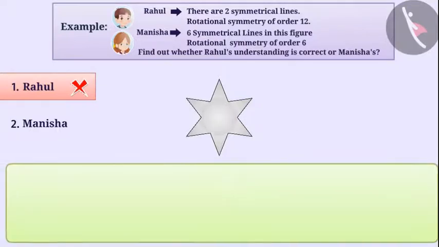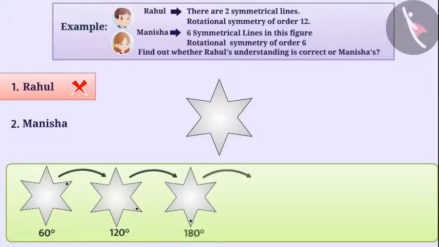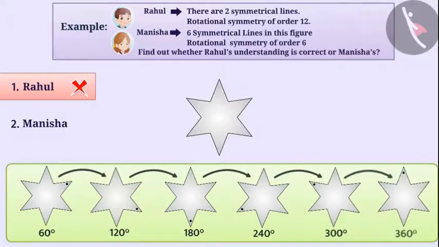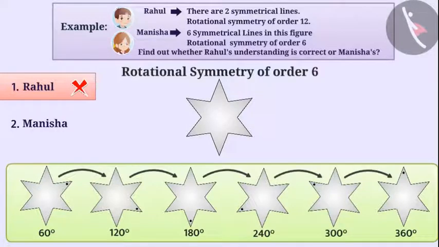Here, after rotating this shape by 60 degrees, 120 degrees, 180 degrees, 240 degrees, 300 degrees, 360 degrees, rotational symmetry appears. In this way, we can say that this figure has a rotational symmetry of order 6. From this, we can now say that Manisha's understanding is correct.